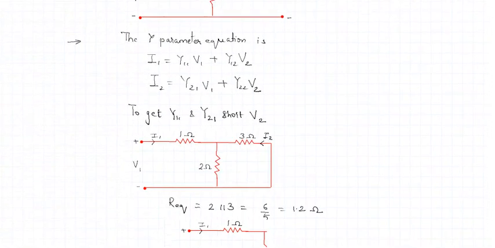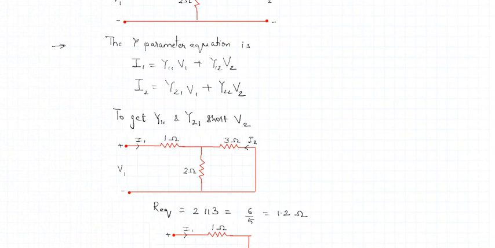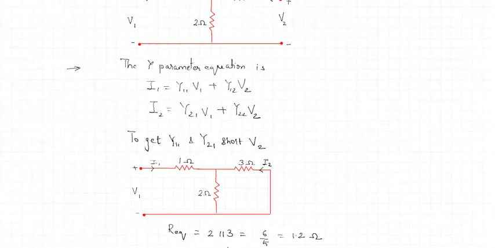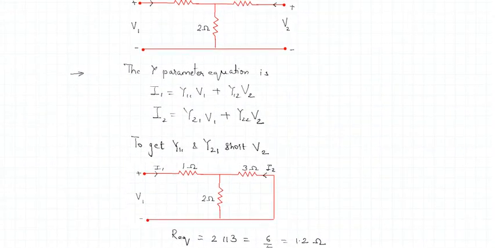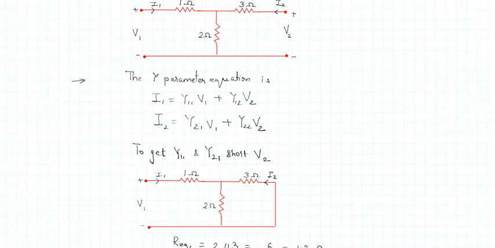Let us look at the equation of those y parameters, and according to the equation of the y parameters, we will make the corresponding changes in the circuit. So first of all, we will find y11 and y21. We will find these two parameters.